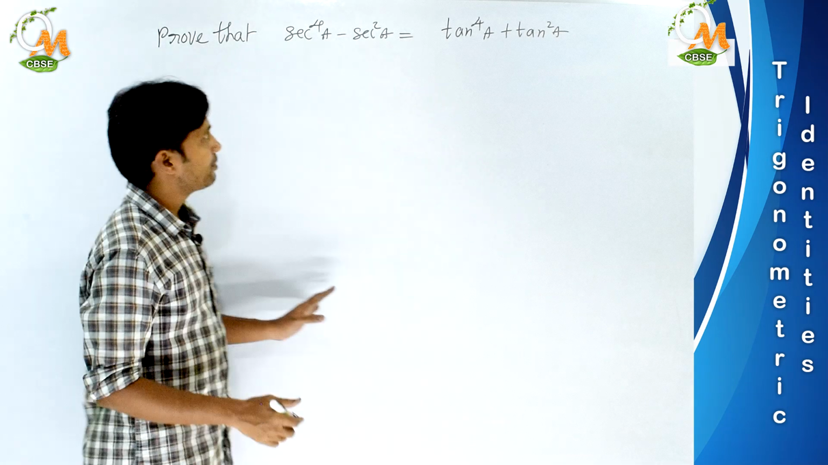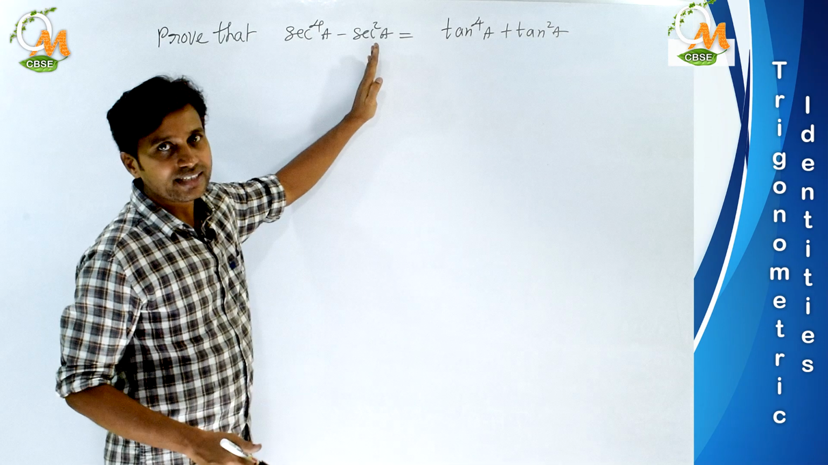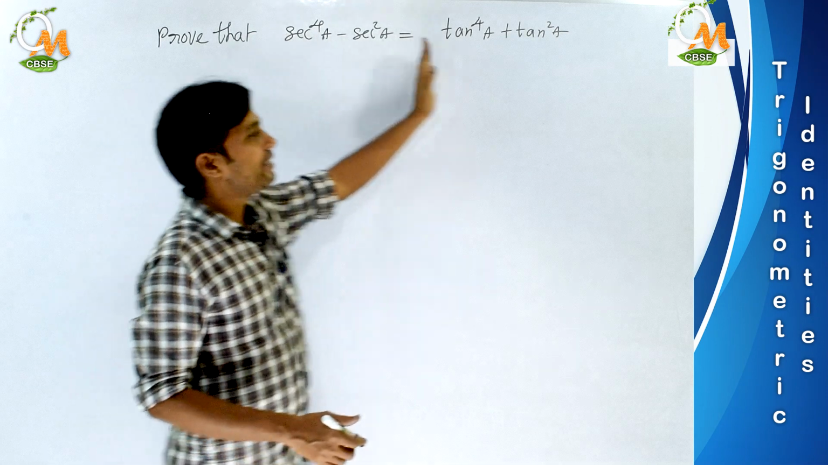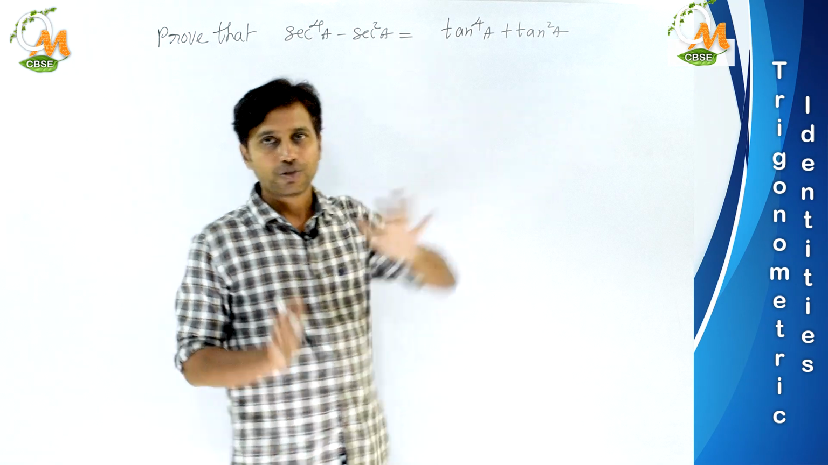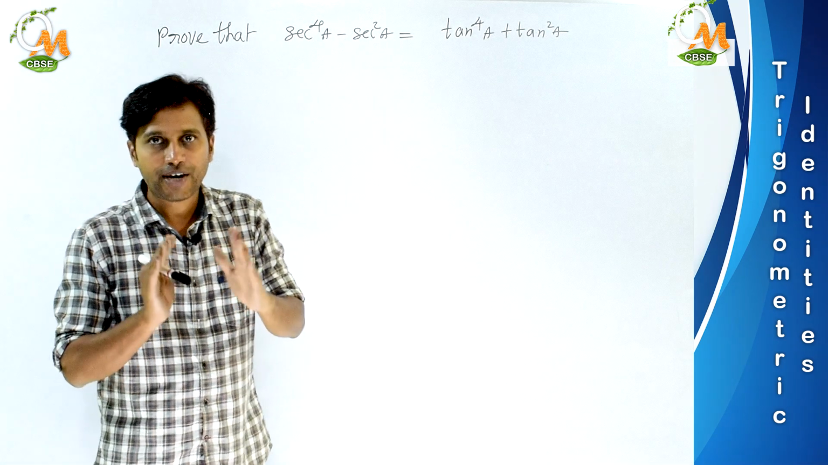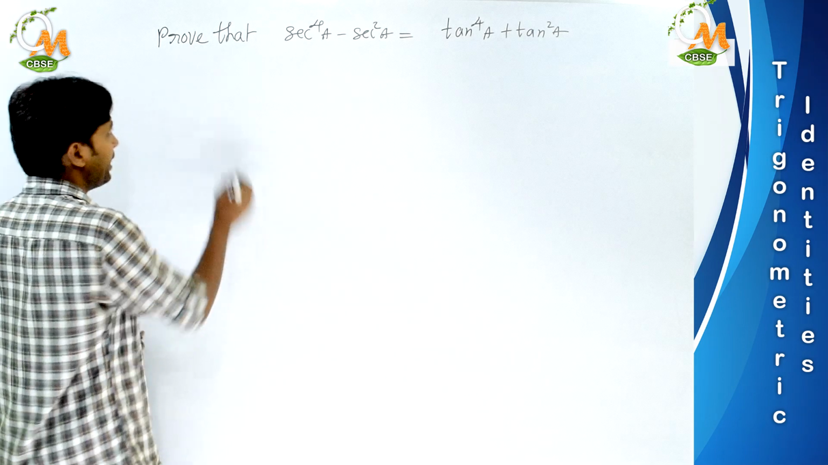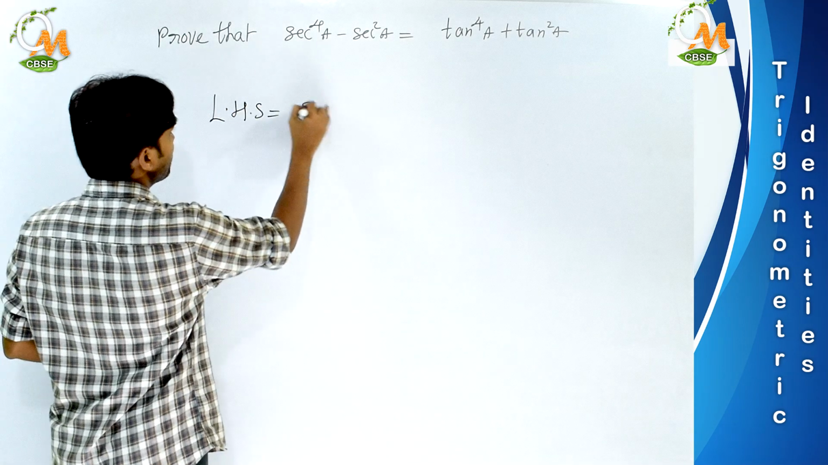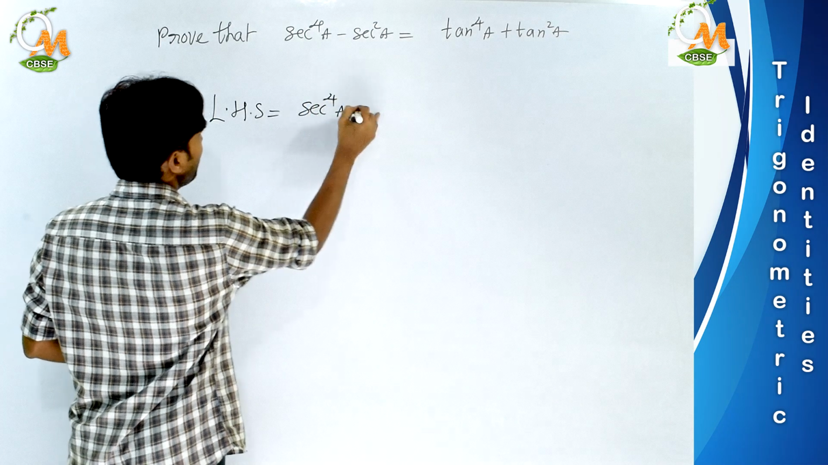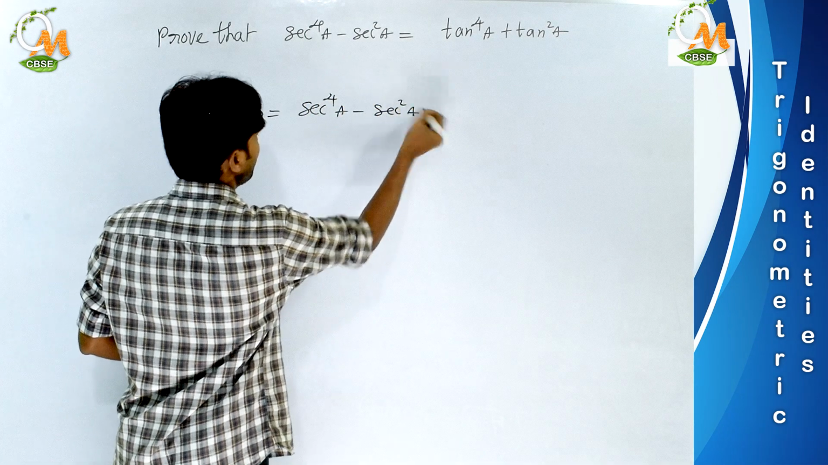Here you can clearly observe that your LHS part is in terms of secant square terms, and you need to convert them into tan terms. Understood? So there you might have understood what we have to do. Let us see. Take the LHS part. LHS will be equal to what? Secant power 4a minus secant square a, right?